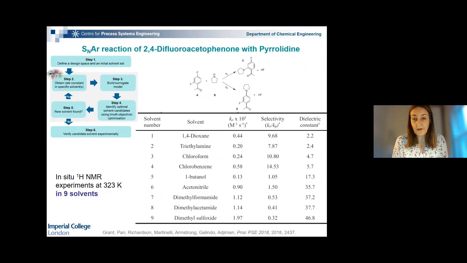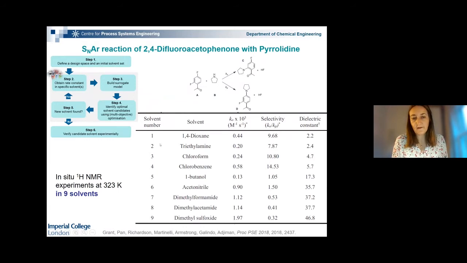Another example of what we've done in this area is with the experiments in the loop. So here we were looking at selectivity in this SNAR reaction. And selectivity is known to vary quite a lot with solvent for this particular reaction, and you can see that here for the 9 solvents where we've done experiments. You can see there is no obvious trend with dielectric constant in this case. And the rate constant for the desired product does increase more or less monotonically with the dielectric in this case.